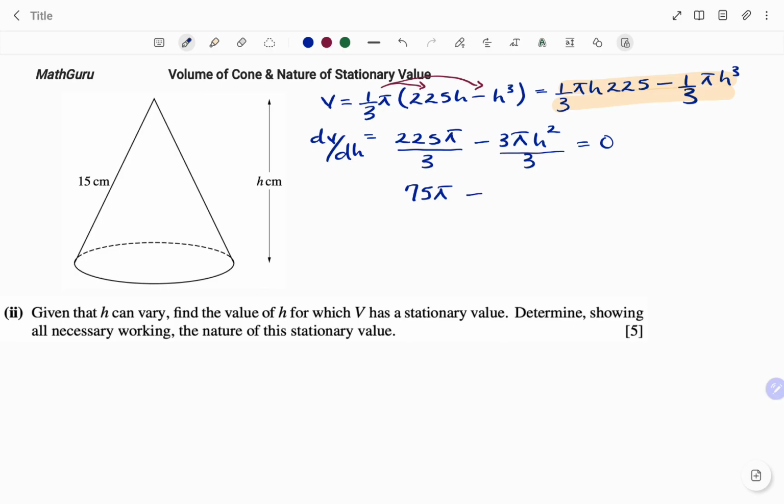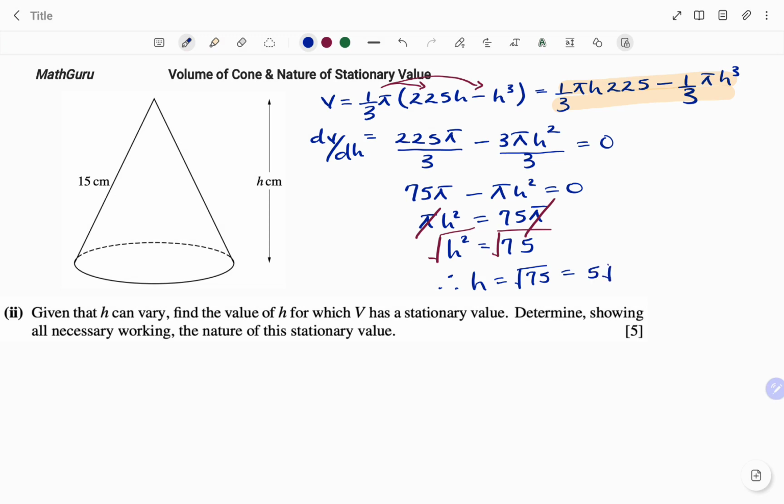minus 3 and 3, 1, so I have pi h squared equals 0, so therefore pi h squared equals 75 pi. Dividing both sides by pi, that goes off, I'm left with h squared equals 75. And in order to find the value of h for which V has a stationary value, I find the square root of both sides. So therefore, the value of h will be root of 75. And if I simplify further, that will be 5 root 3.